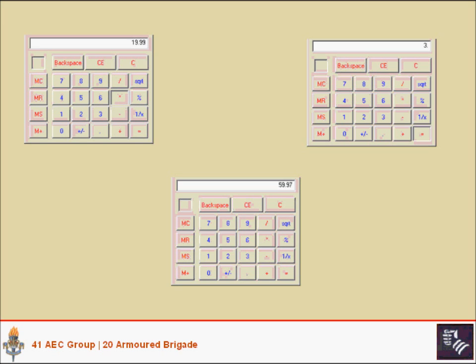Let's work it out using the calculator. Press 19.99, then the times key, then the 3, and then the equals. Your answer will be 59.97. Again, don't forget the unit of measure. As it's in pounds, put a pound sign before it.